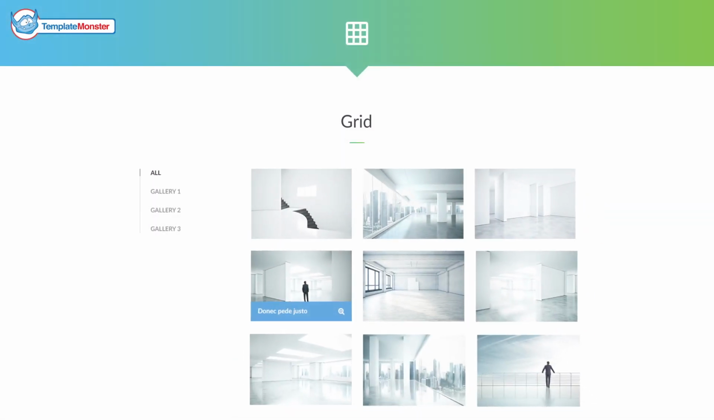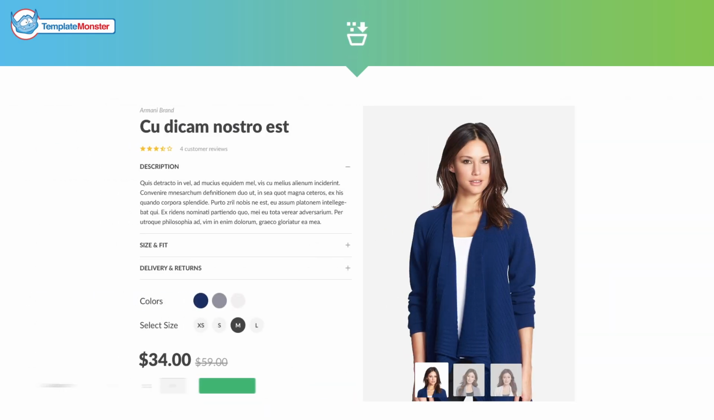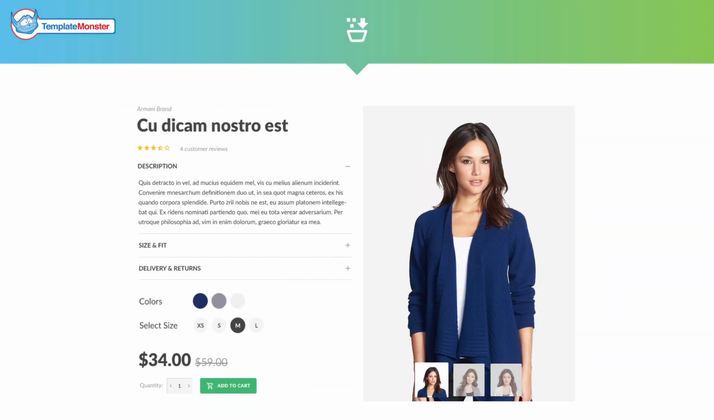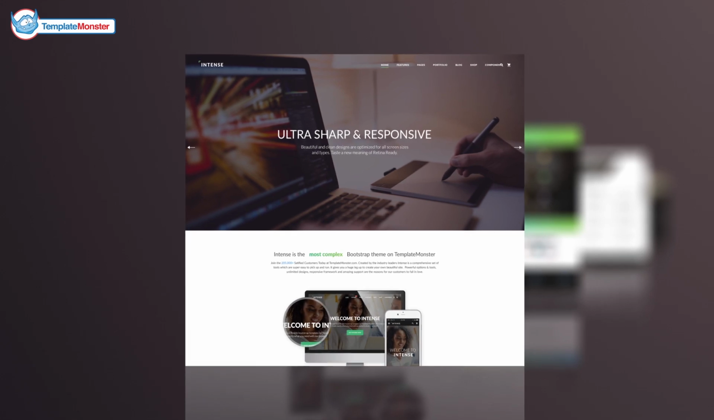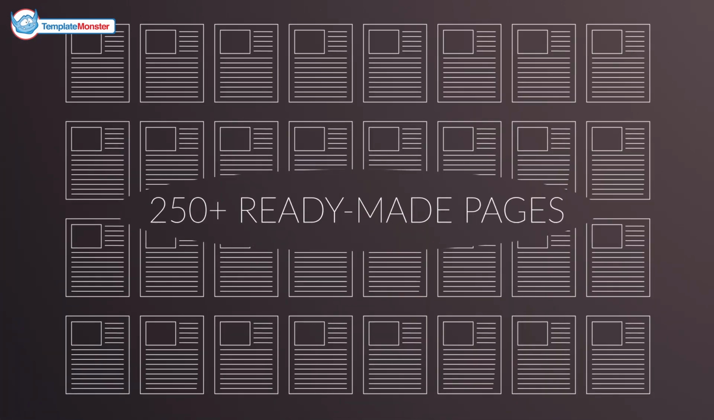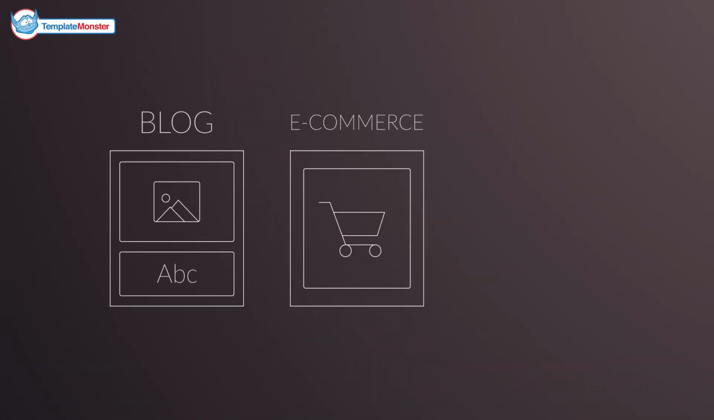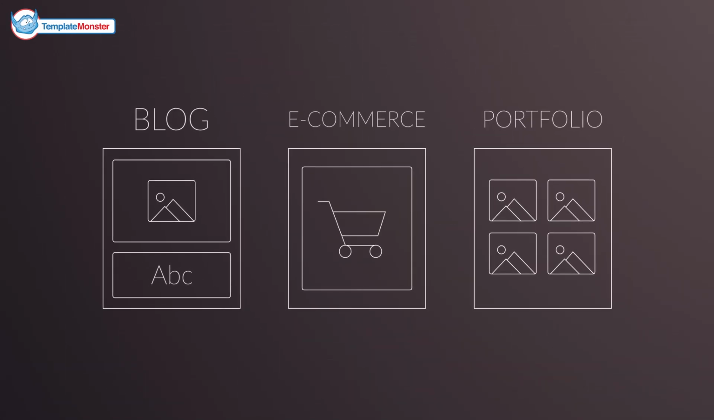Intense is a challenge to our competitors that meets all the quality standards and requirements of the best trading platforms. Intense is a modern design that comes with a vast variety of child themes to choose from. It's an ambitious product that includes more than 250 ready-made pages and hundreds of reusable elements for your blog, e-commerce website, portfolio, or anything you could ever think about.